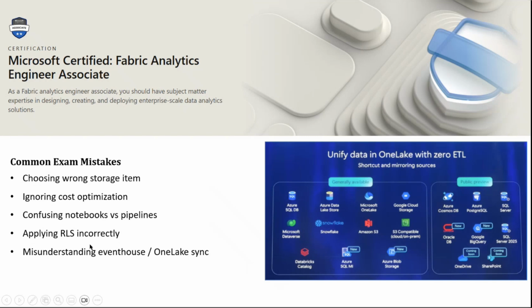Again, the questions related to row level security. Read the question, understand the question, then only answer how you can apply row level security. Then don't misunderstand Eventhouse and OneLake. Okay, like that. These are the things which you have to take care of, and these are the common exam mistakes.